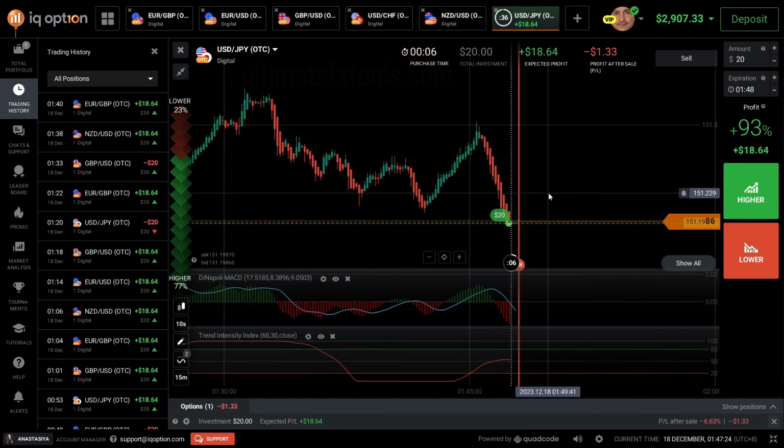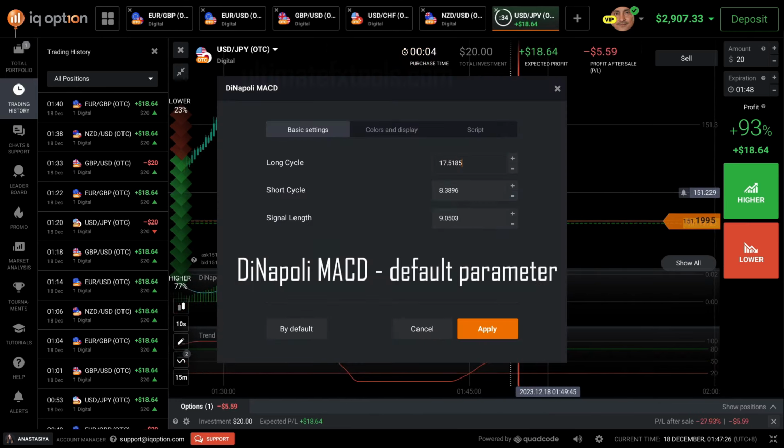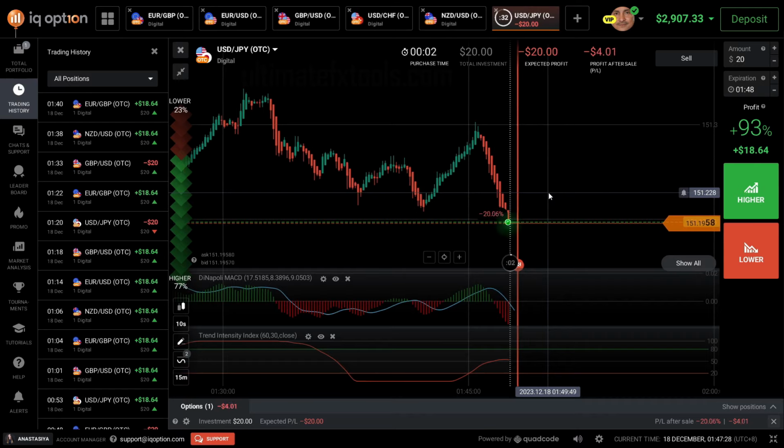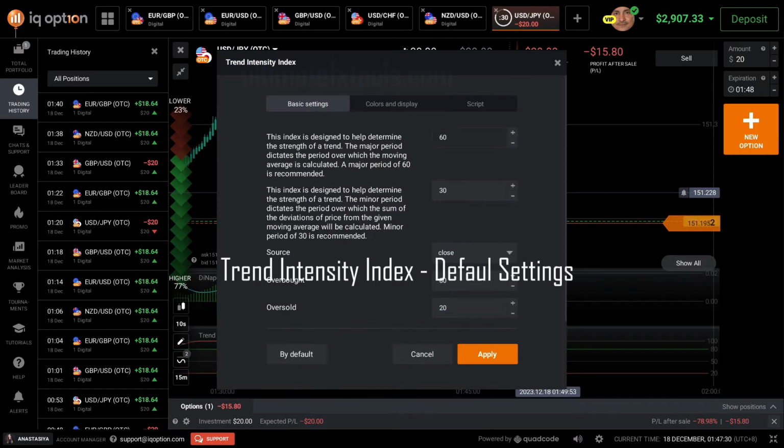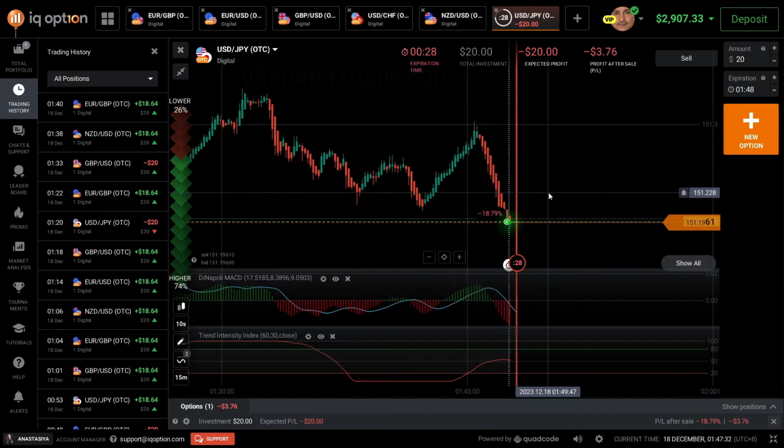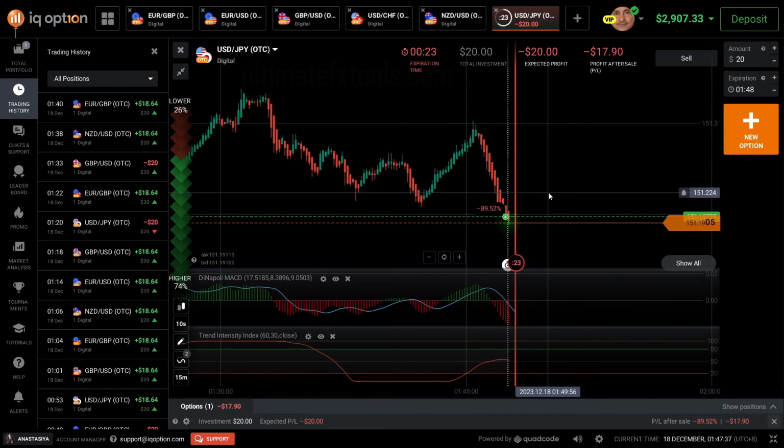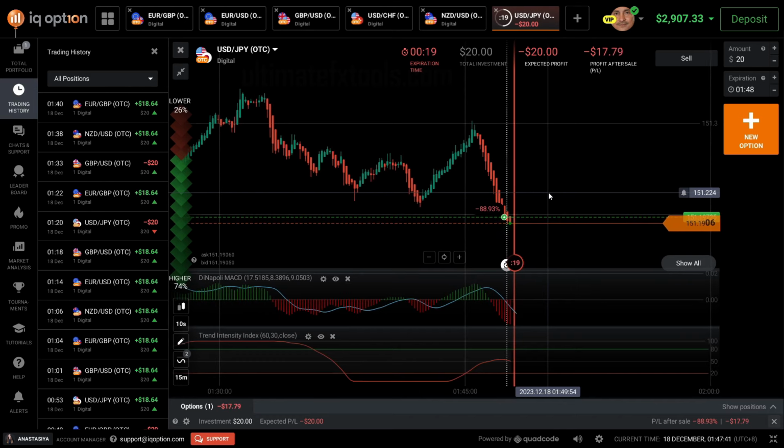Our DiNapoli MACD parameter settings are at their defaults, and so is our trend intensity index. It's better to understand how the market flows with its currency behavior, and which tools help you make a quick trading decision.